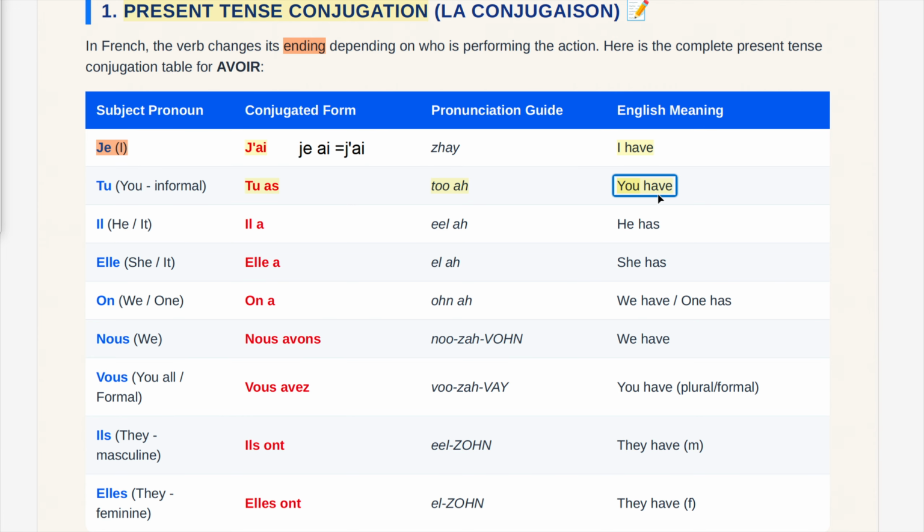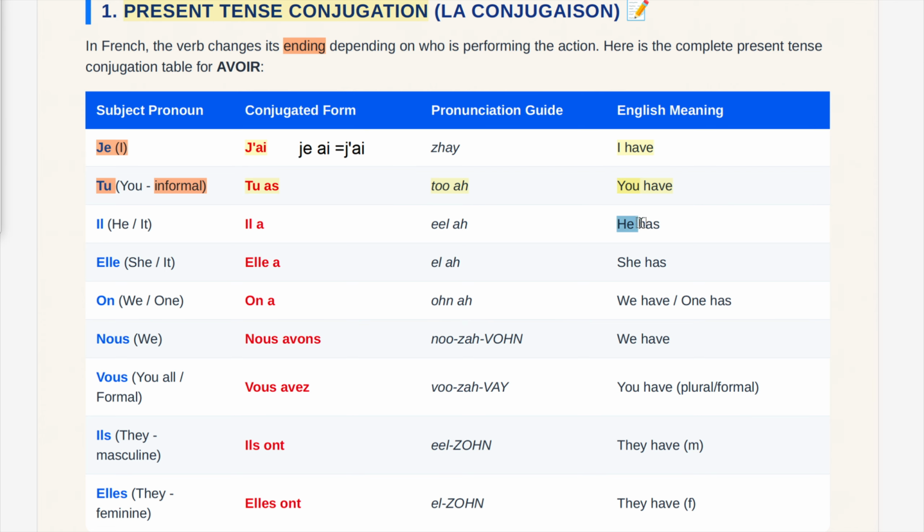Next is you have, d'accord? Now for you have, we are talking about the informal one. So informal you means tu, d'accord, tu. So it becomes tu as, tu as. If you want to focus on the pronunciation, I have added one more section of the pronunciation guide for you people, so that you can pronounce the French language better. Tu as means you have, d'accord?